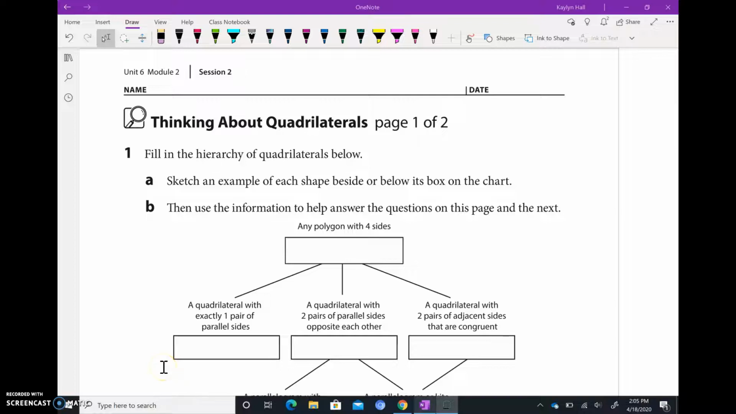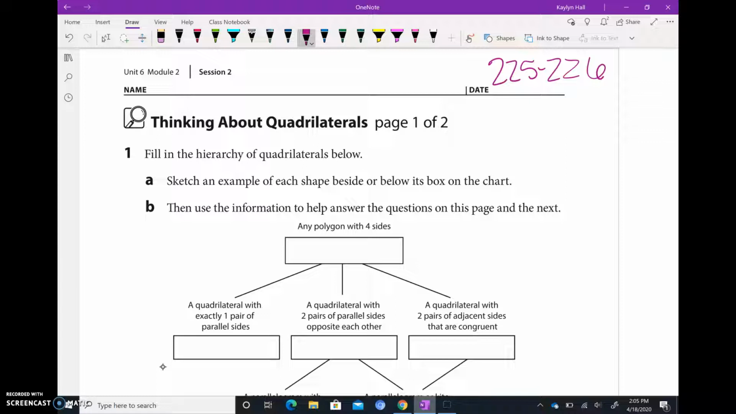Hi class, so your math lesson today is about quadrilateral relationships, and we're doing this on page 225 to 226, thinking about quadrilaterals in your student book. So if you do not have your student book out right now, please pause this video, go get your book, get it open to the right page, because we're going to do a lot of this first page together, and it's going to make it a lot easier for you, so go get your book.